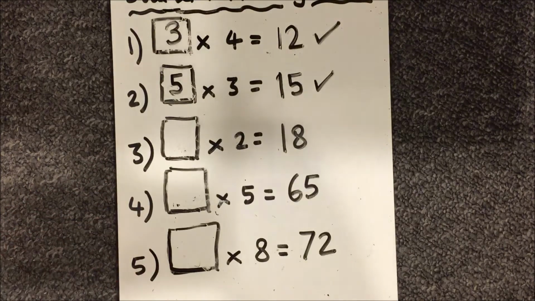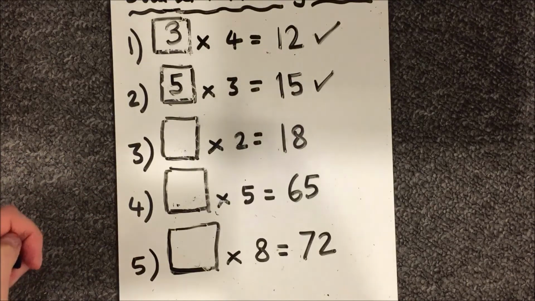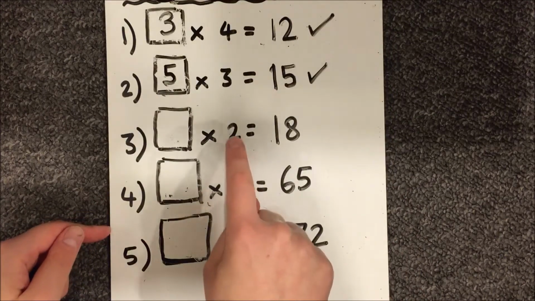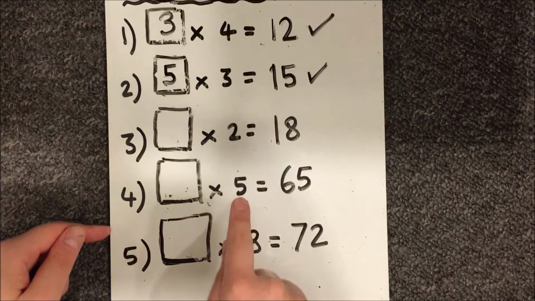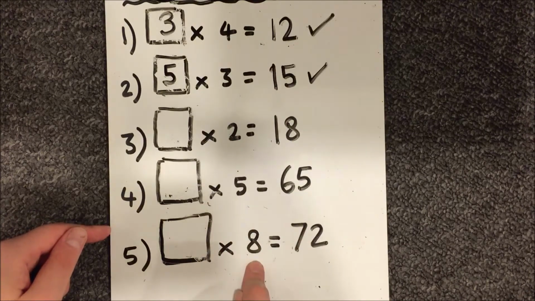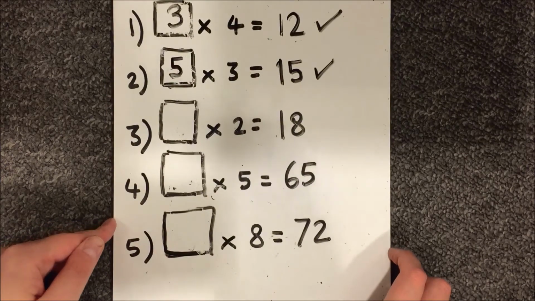I would now like you to use the same method to work out number 3, 4, and 5. You either need to get a piece of paper and a pen or a whiteboard and pen and copy out the following missing number sentences. Use the method we've used here to help you. So in this one you need to be counting in 2s to get to 18, this one in 5s to get to 65, and this one in 8s to get to 72. Pause the video, off you go.